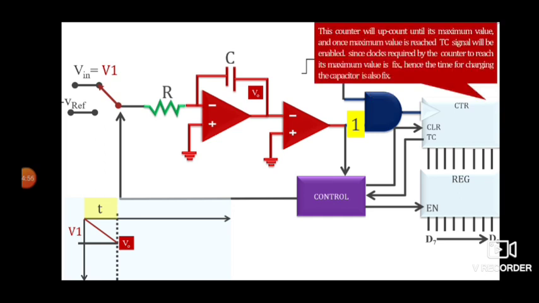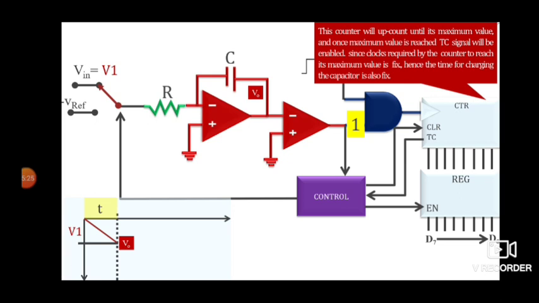Now the counter will start up counting. How long will it count? It will count until its maximum value. Once the maximum value is reached, what will happen? This TC signal will be enabled, since the clock required by the counter to reach its maximum value is fixed. Hence the time for charging the capacitor is also fixed. We'll explain this a little further in the last discussion also.